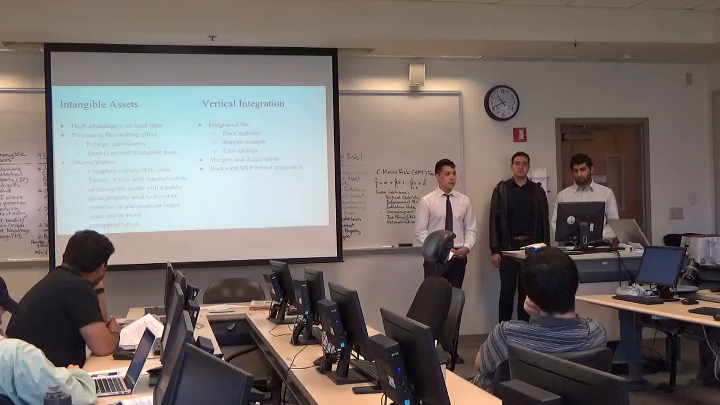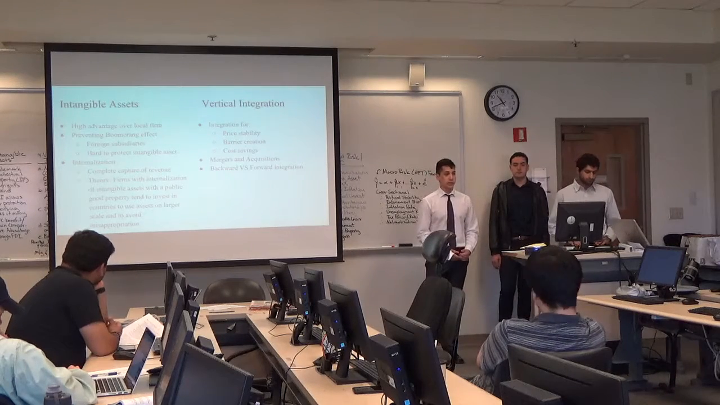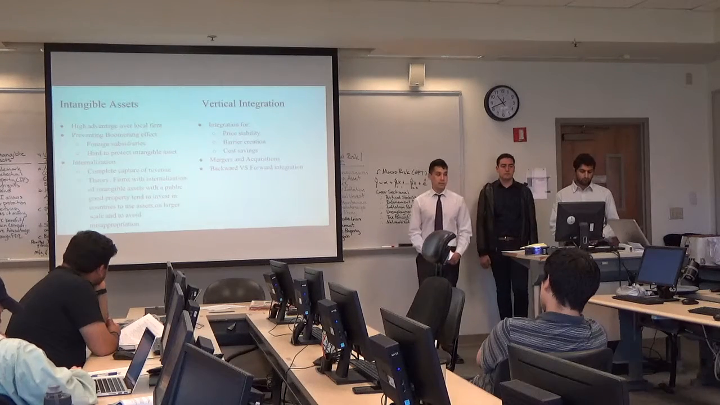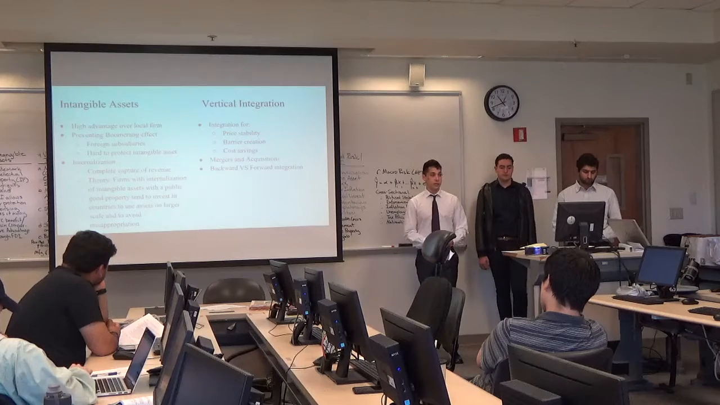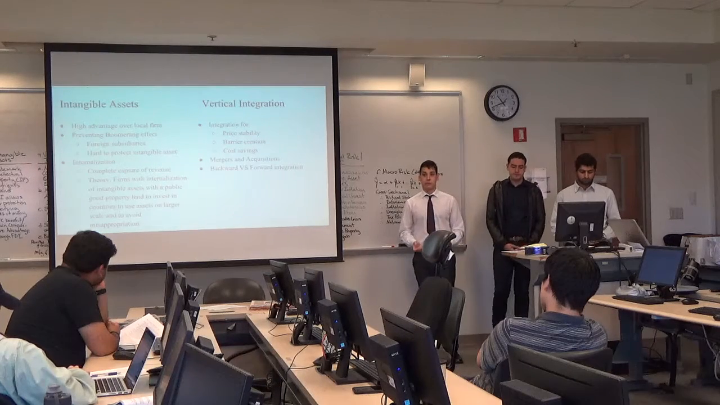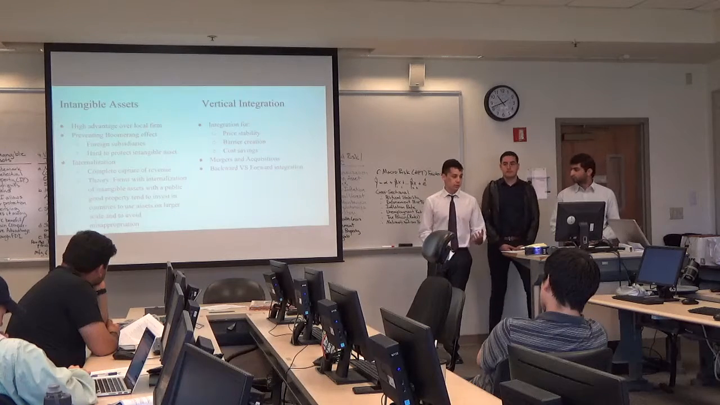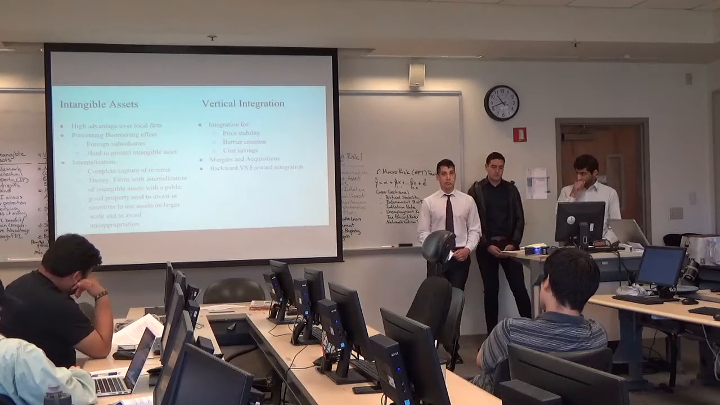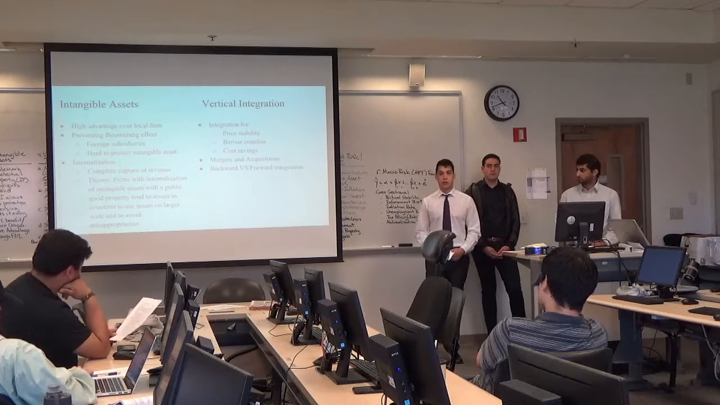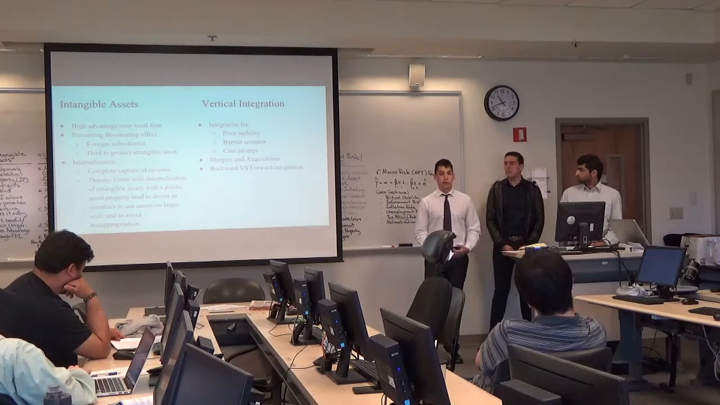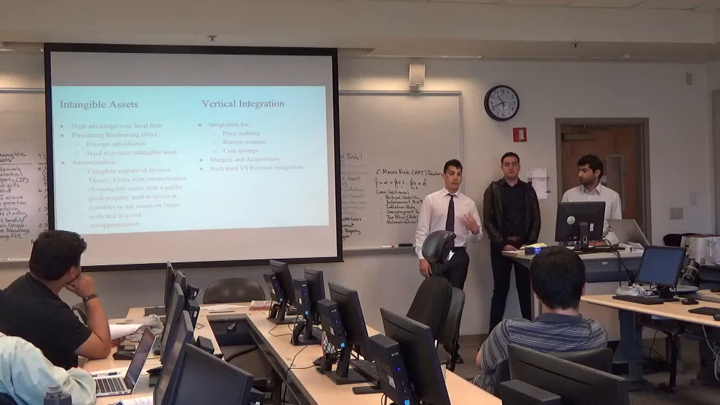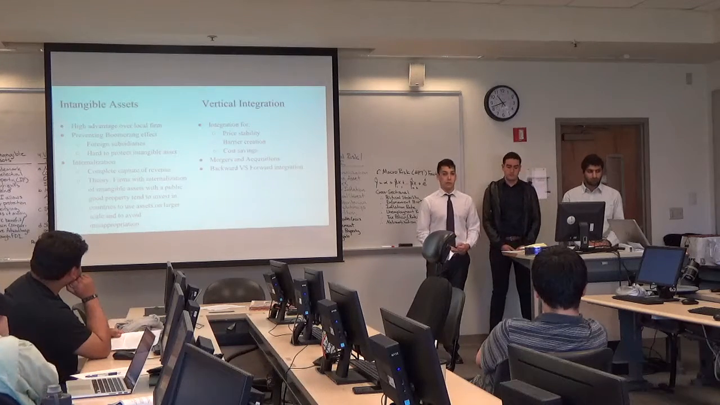Next is vertical integration. Firms mostly integrate for price stability, to create barriers, and for cost savings. This can take the form of mergers and acquisitions. And typically firms or people in business think of backward integration, which is where the industry abroad produces inputs for the multinational corporation. But the book also suggested that forward integration could be a good solution as well, whereby the multinational corporation relies on the firm abroad to sell their product.